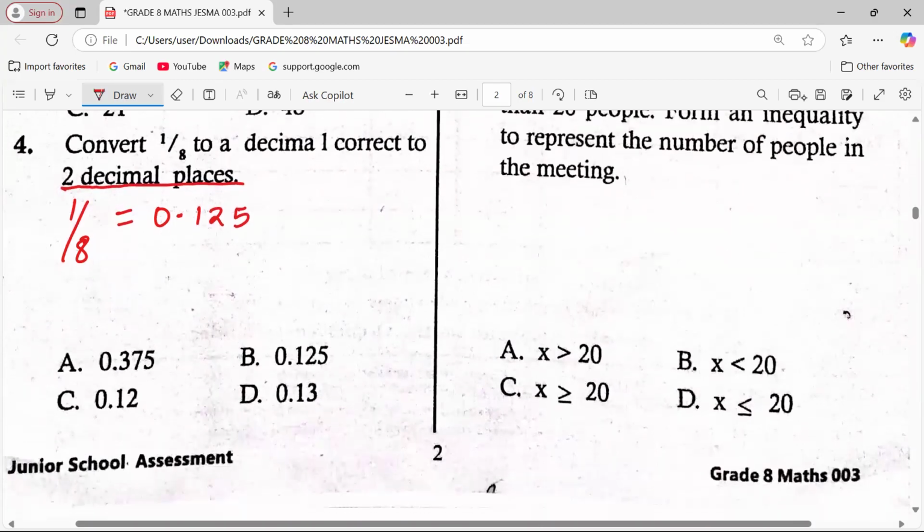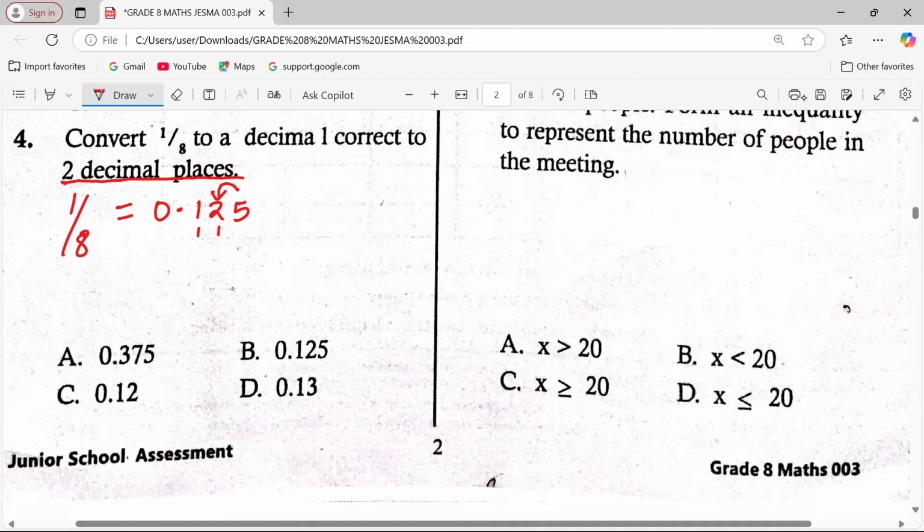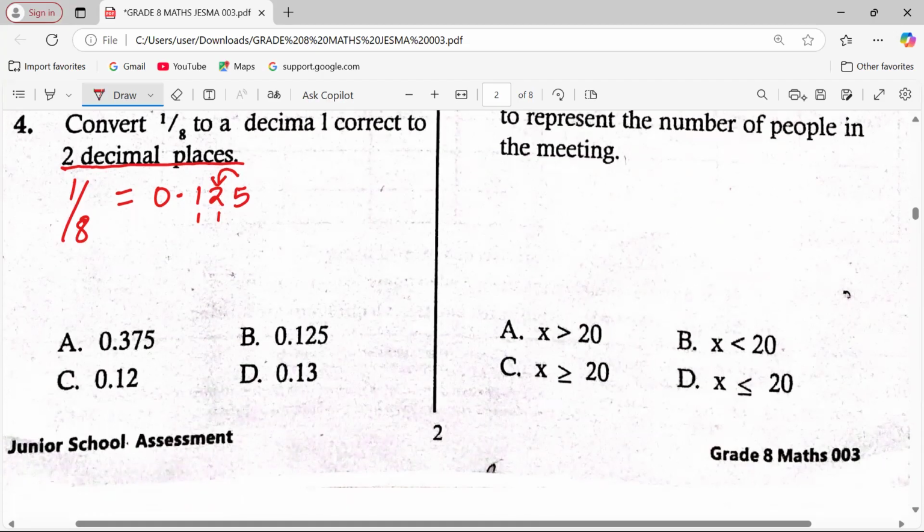So we do now what we call the rounding off, whereby we count the first, the second, then now we consider what is in the third. It's a 5. When the number in the right hand side is 5 or greater than 5, it usually increases the one here, depending on the rounding off you're doing. So this becomes 0.13. So that becomes our answer, part D.